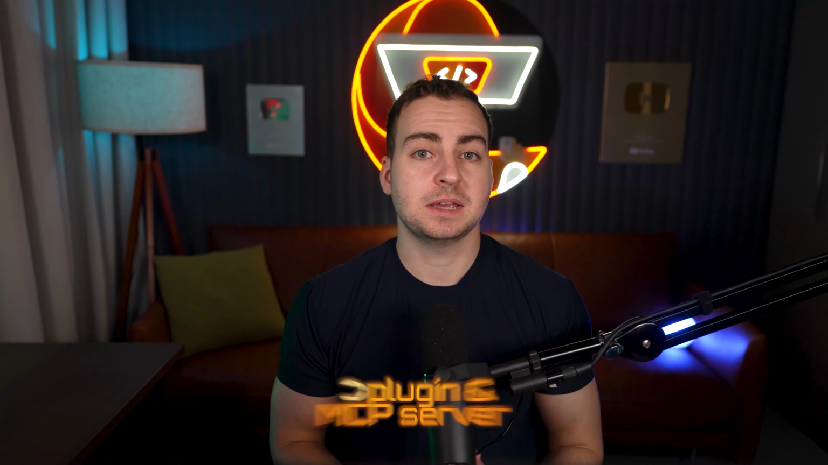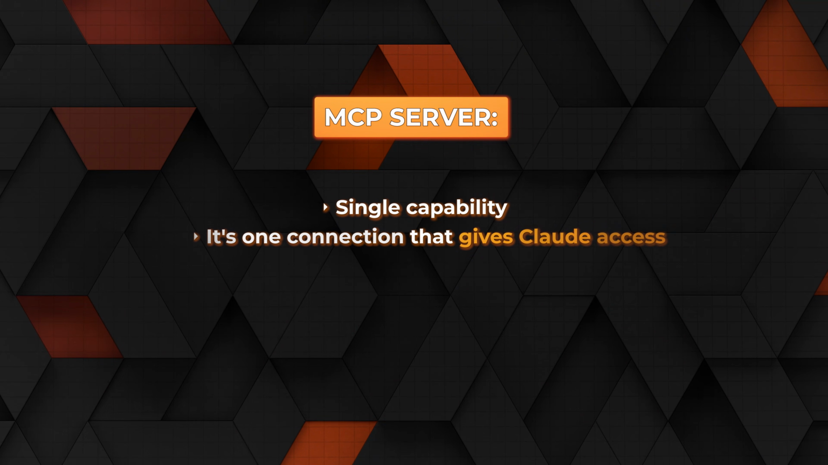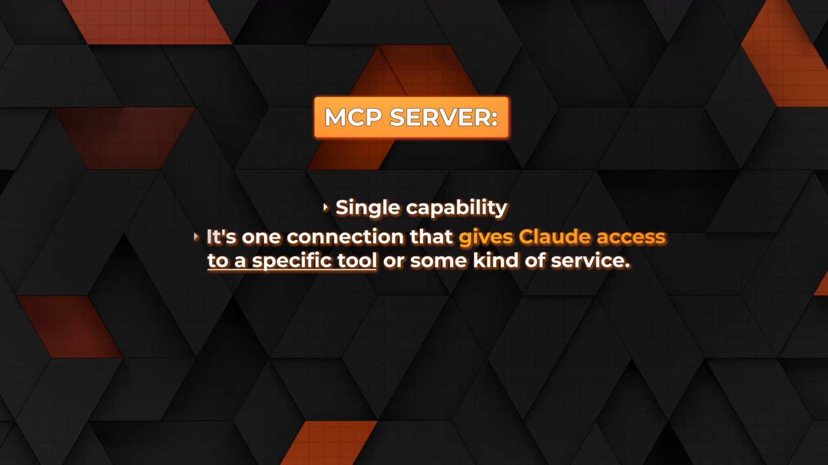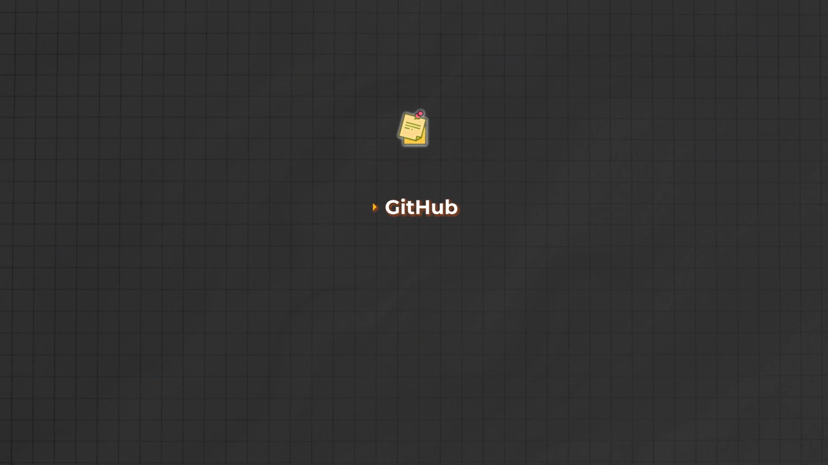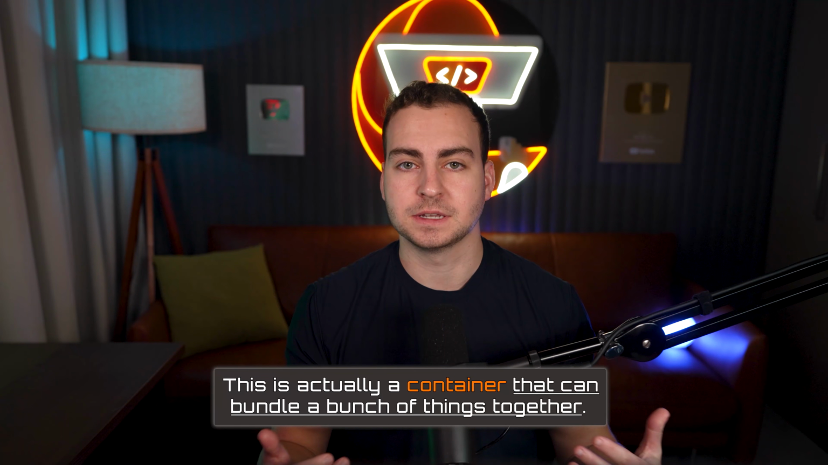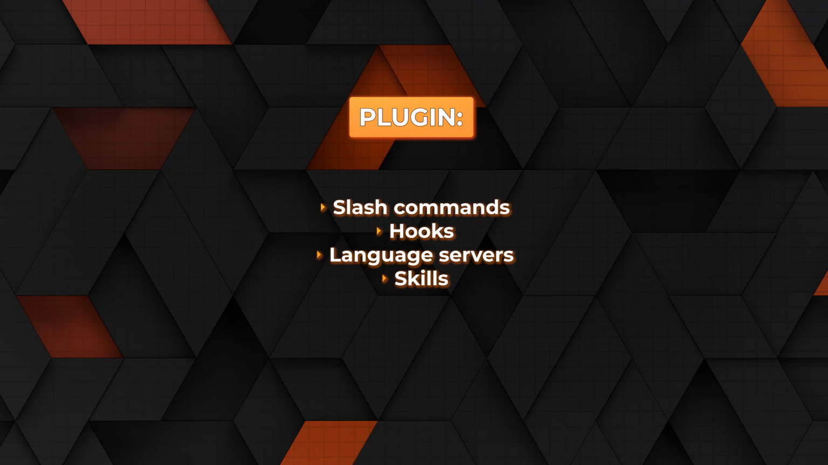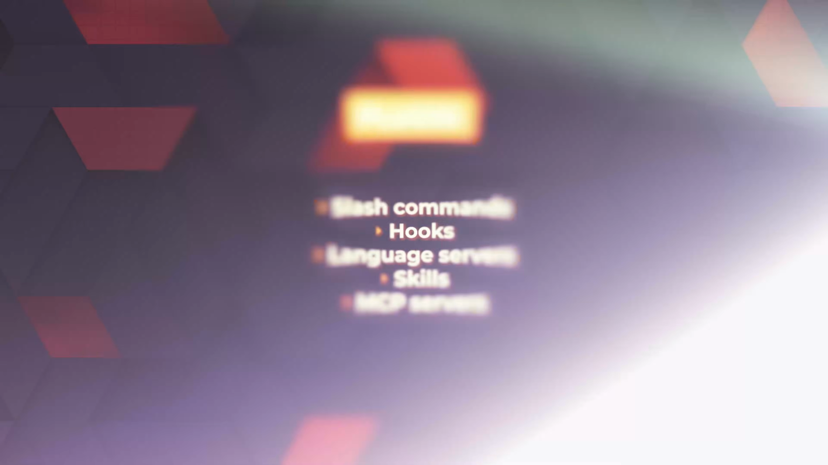Okay, so before I get into the actual list, I want to quickly clear up what a plugin even is. When people say plugin and MCP server, they usually mean two different things. An MCP server is a single capability. It's one connection that gives Claude access to a specific tool or service. Think GitHub, maybe a database, a browser, whatever. A plugin is bigger. It's a container that can bundle a bunch of things together. It can be slash commands, hooks, language servers, skills, and yes, it can include MCP servers as well. So a plugin can just be an MCP server, or it can be a lot more than that.